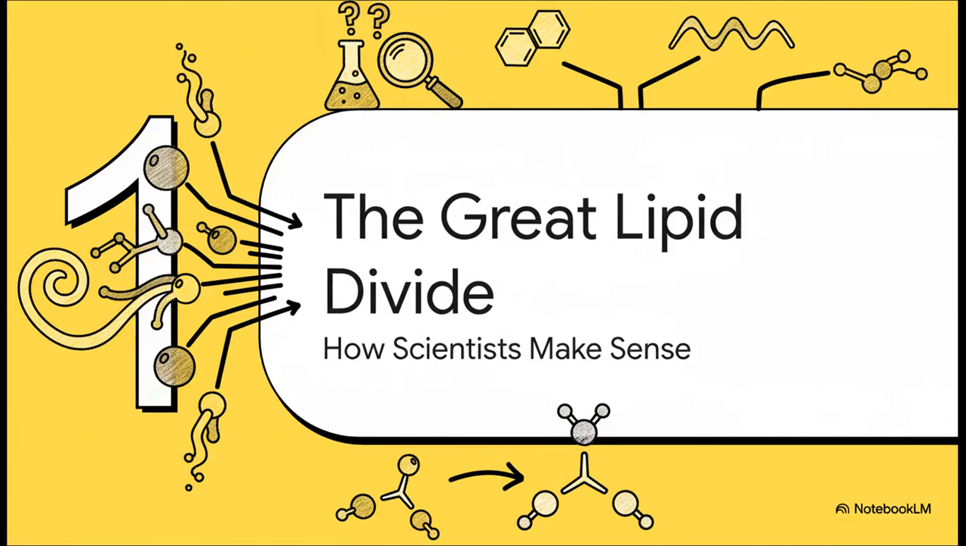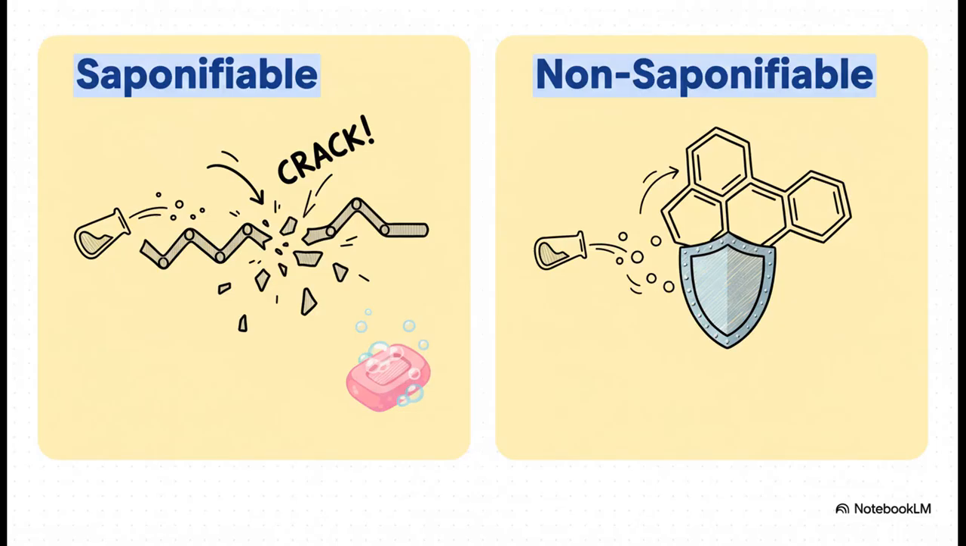Okay, so with all these different kinds of lipids out there, how in the world do scientists even start to organize them? It turns out they begin with one simple, fundamental chemical test. This is the first and most important split in the entire lipid family tree. And that big split is based on a process called saponification. It sounds complicated, but just think soap. Saponifiable lipids are the ones that react with a strong base and break down into smaller pieces. In fact, that's literally how soap is made.